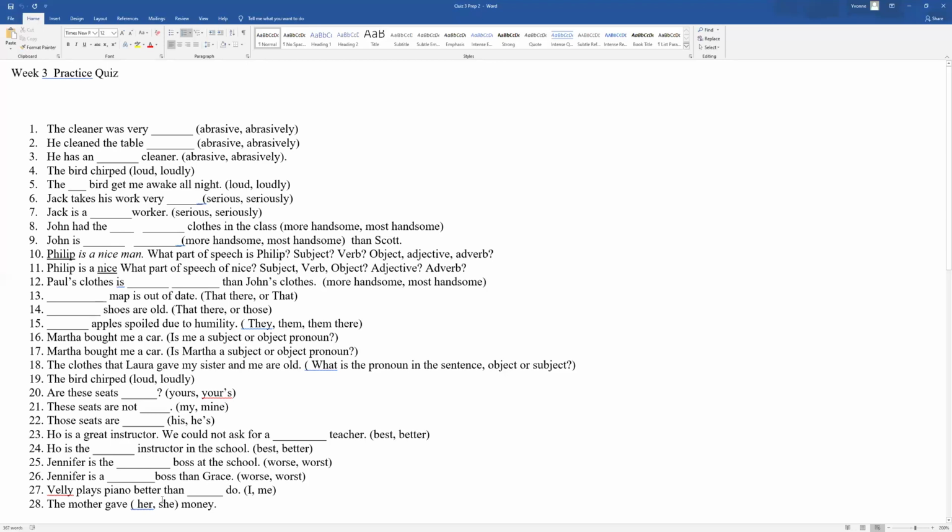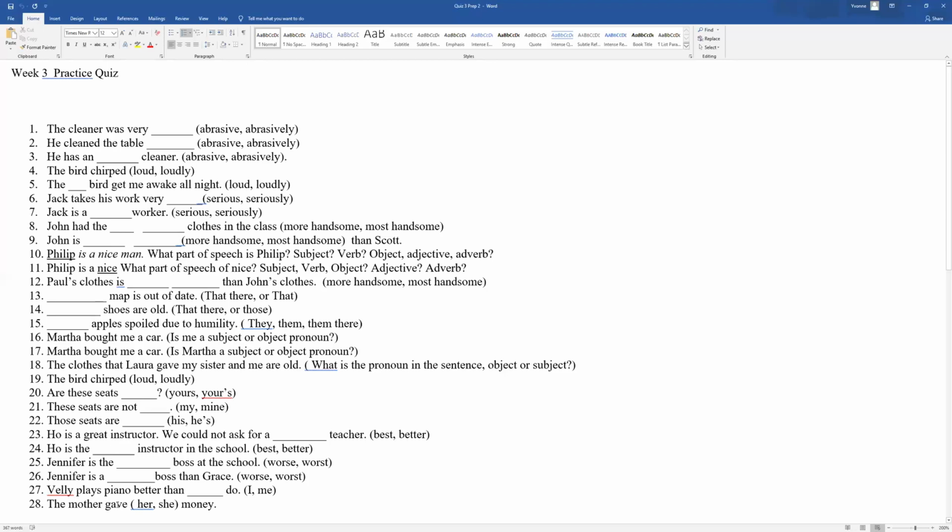"Veli plays piano better than" — is it "me" or "I"? Whenever you have a comparative, you have to have a subject pronoun. So: "Veli plays piano better than I do." The answer to this is the subject pronoun, "I."